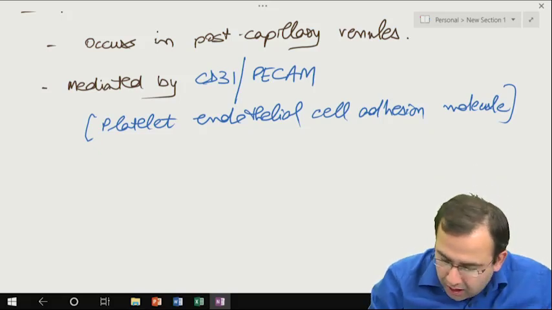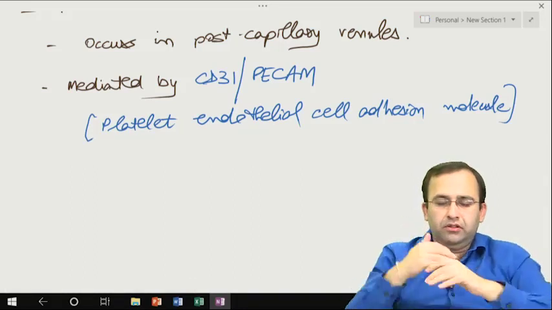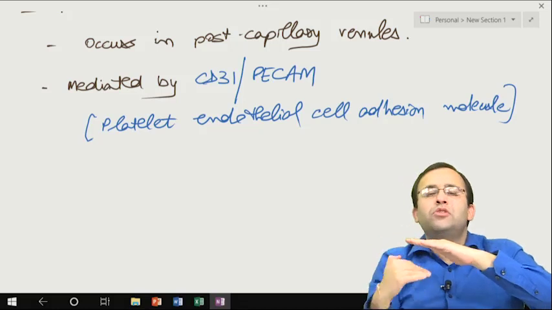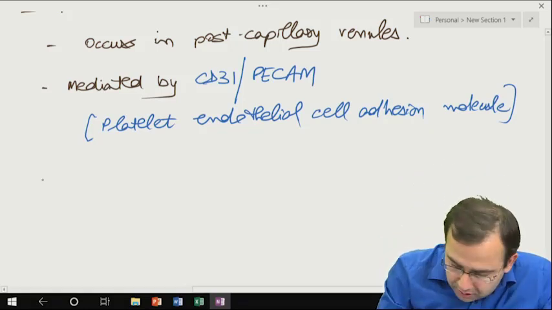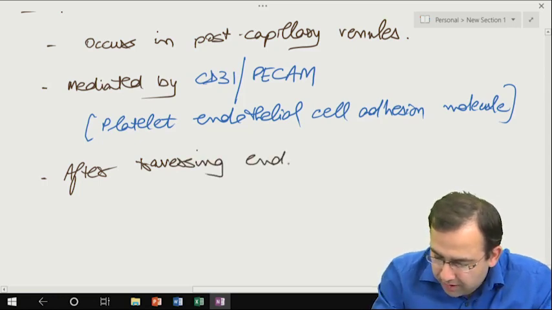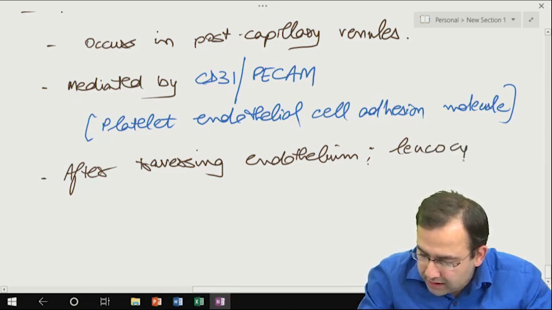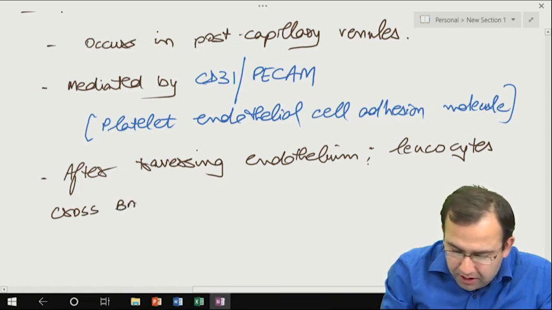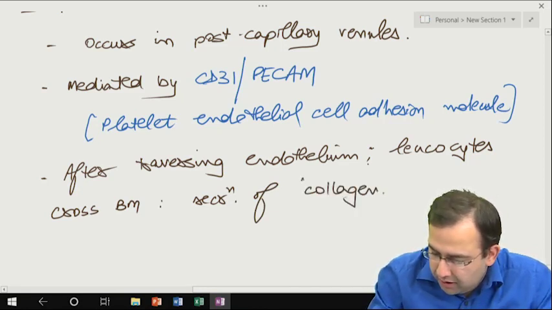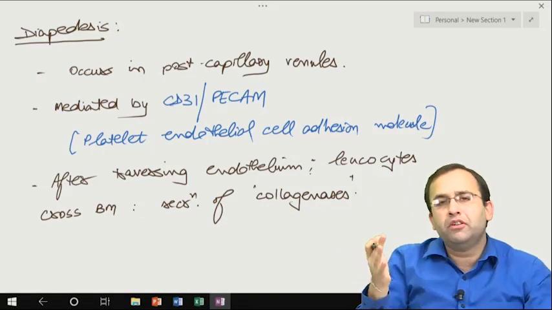Next point. How do leukocytes traverse the basement membrane? See, endothelial contraction has taken place, so the permeability has increased. But the leukocyte has to come out of the vessel wall. Below the endothelium is the basement membrane. So how do leukocytes cross the basement membrane? By secretion of collagenases. After traversing the endothelium, leukocytes cross the basement membrane by secretion of collagenases. This is diapedesis, that is, the leukocytes come out of the vessel wall.